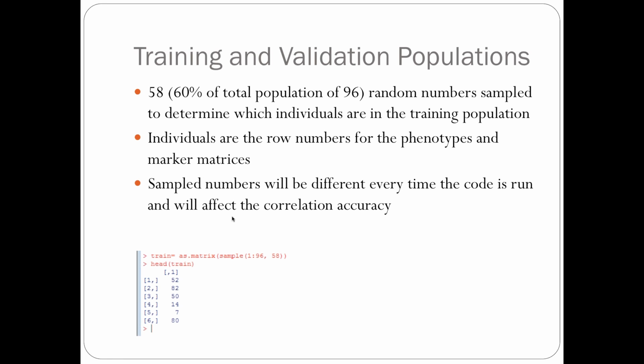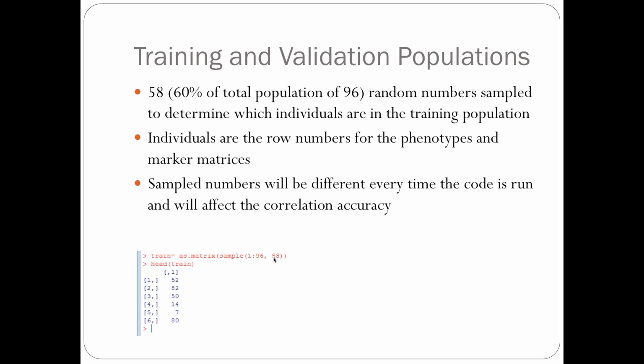And to do random sampling in R, it's just the sample command. And I create a vector of these random numbers. So it's sample 1 to 196, since those are the numbers that we need to sample between. And then we sample 58 of those numbers in order to get the training population. And so these end up being the row numbers of our marker matrix and our phenotype matrix.